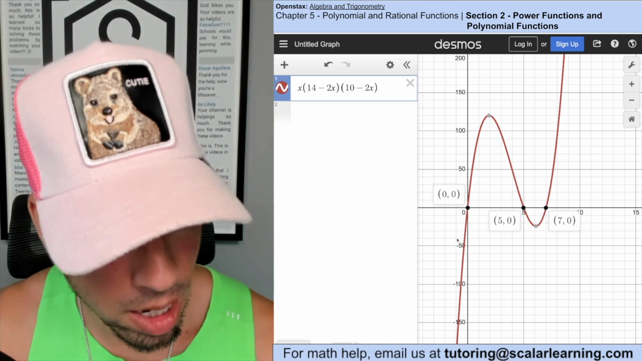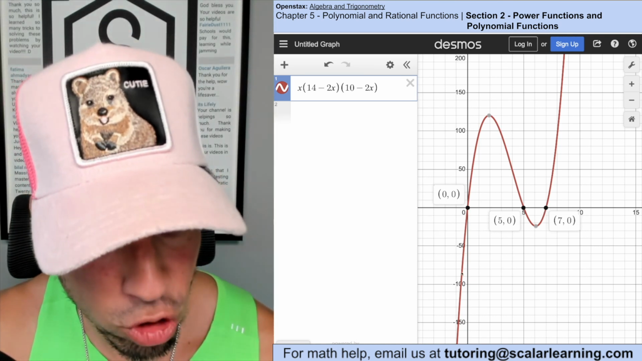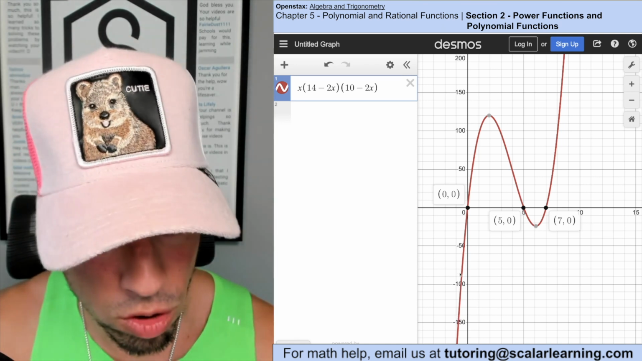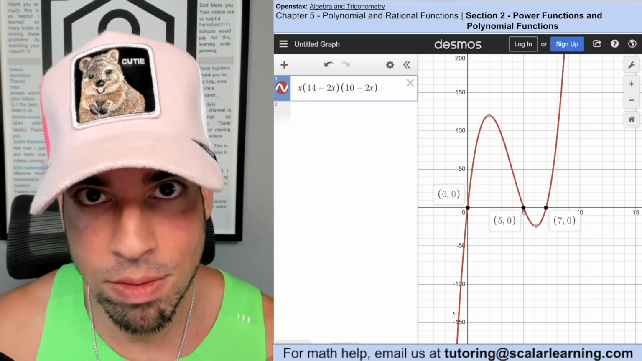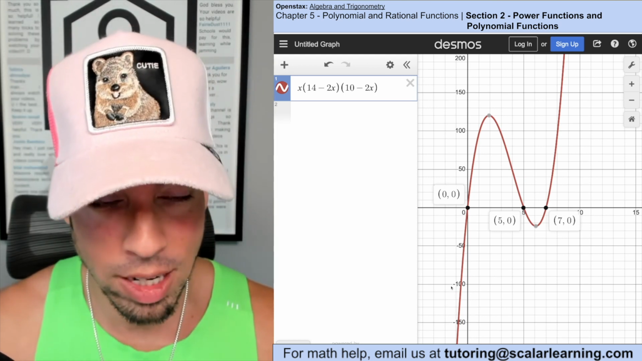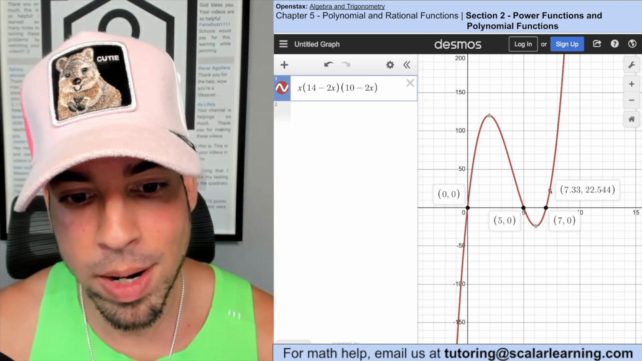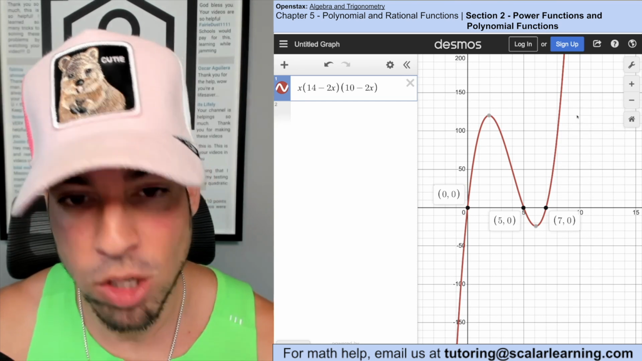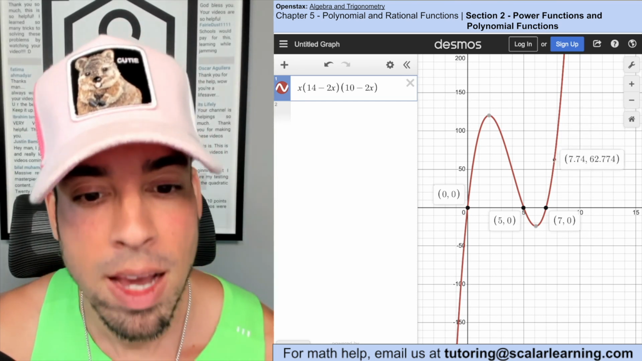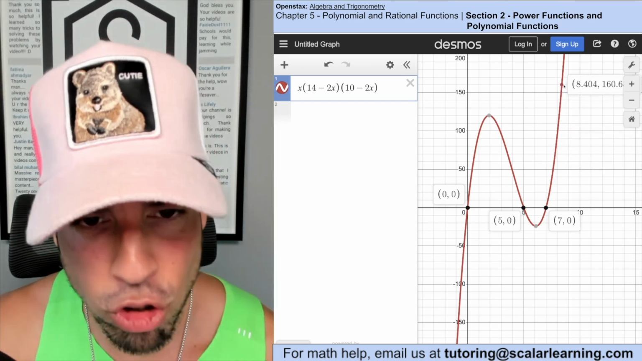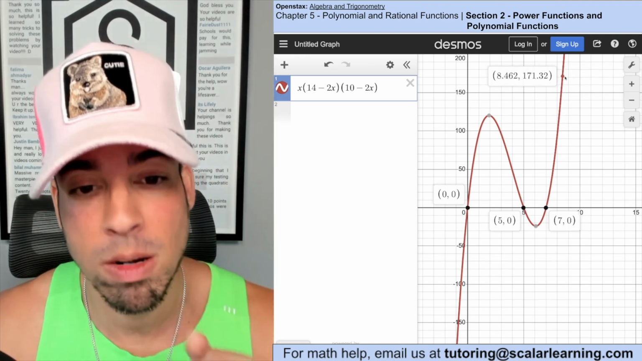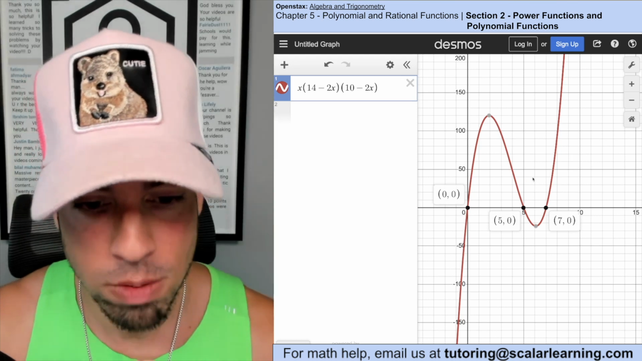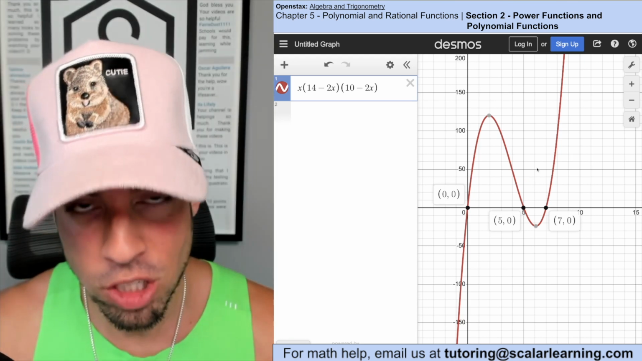If we talk about end behavior, look at this. As x is approaching negative infinity, the x values are going to the left. Look, it's going down. So we can see that as x approaches negative infinity, the function is also approaching negative infinity. Conversely, on the right side, as x gets bigger and bigger as we go to the right, the function value is approaching positive infinity. It's going up and up and up, right? So as x approaches positive infinity, the function also approaches positive infinity.